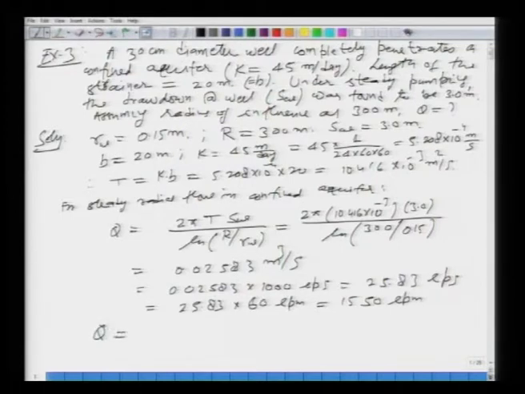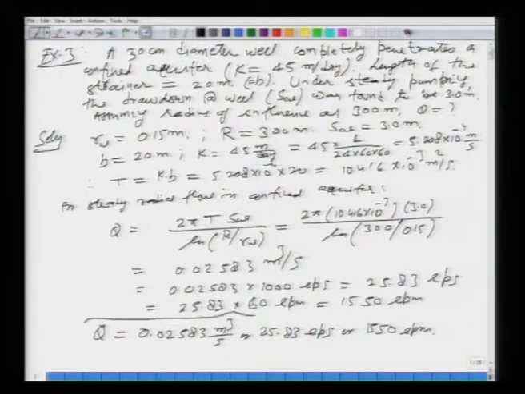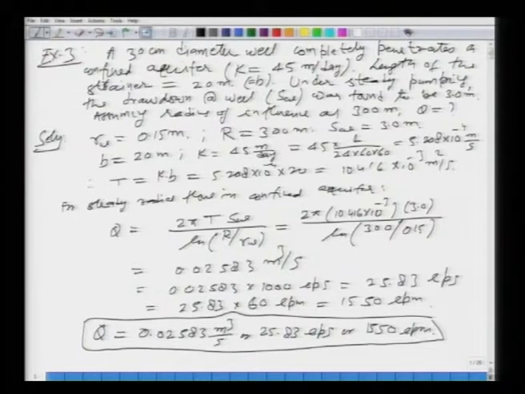Therefore, you say that your discharge coming out of that pumping well in the confined aquifer is 0.02583 meter cube per second, or 25.83 liters per second, or 1550 liters per minute, okay. Or we can express this in any other suitable units we want. So, that is your answer, okay.